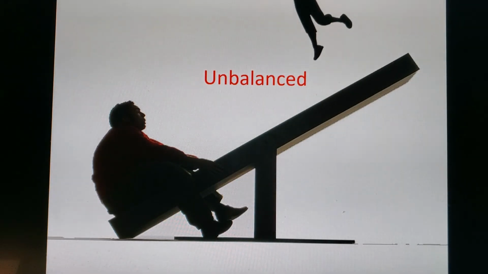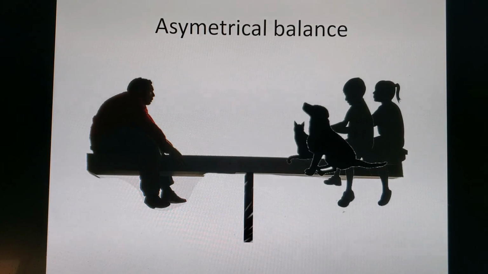Okay, and last, we have asymmetrical balance. Asymmetrical balance means it's not exactly the same on both sides, but the weight or the distribution is about the same. Got that? Now, when you're talking about a picture, though, you don't want all your reds on one side and no reds on the other side.